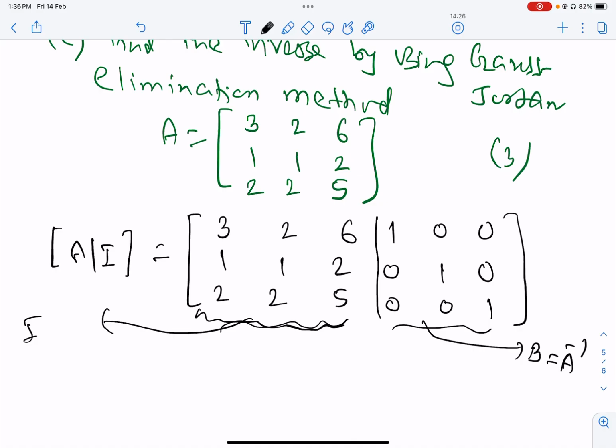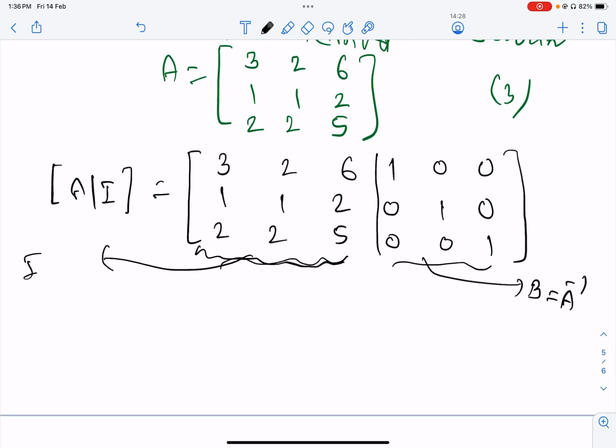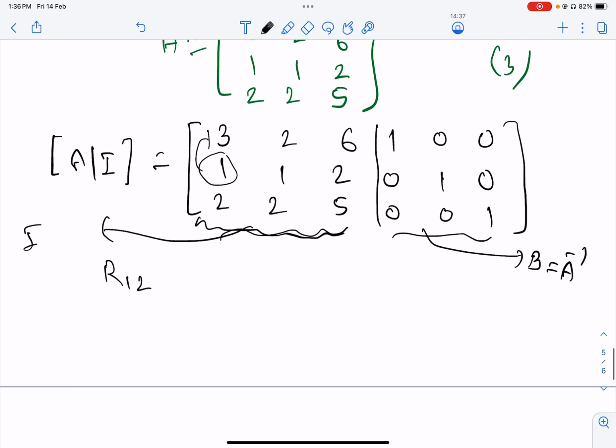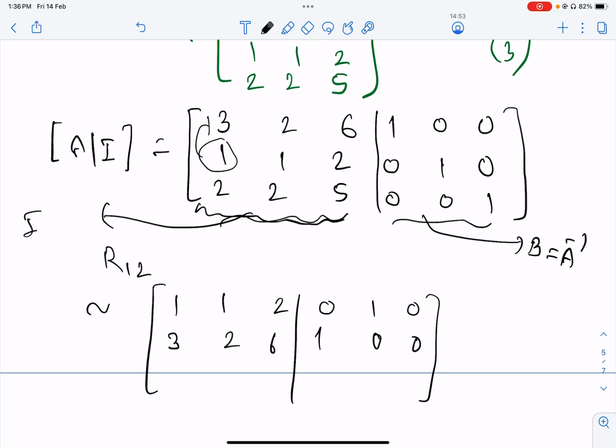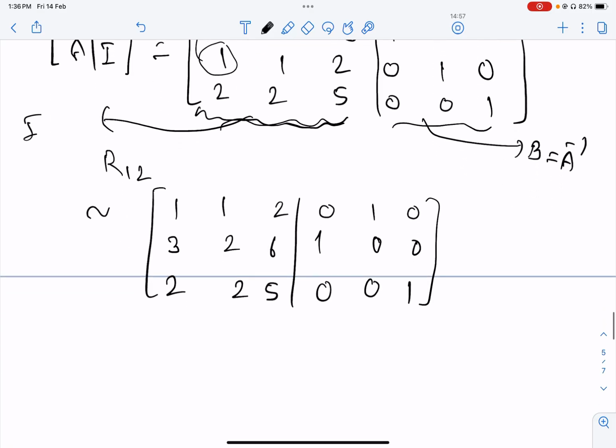Okay, so now let us convert it into the reduced row echelon form. Now see, here you have 1, so let us interchange these two rows. So let us do R12. Then you will have 1, 1, 2, 0, 1, 0, then 3, 2, 6, 1, 0, 0, 2, 2, 5, 0, 0, 1.